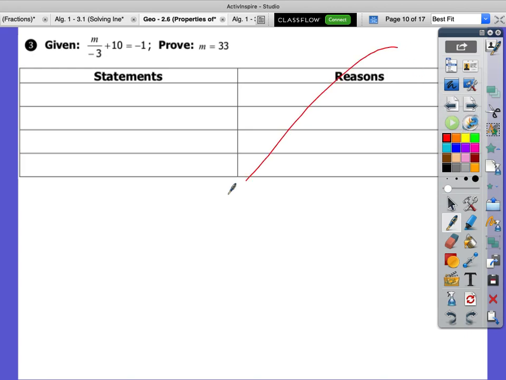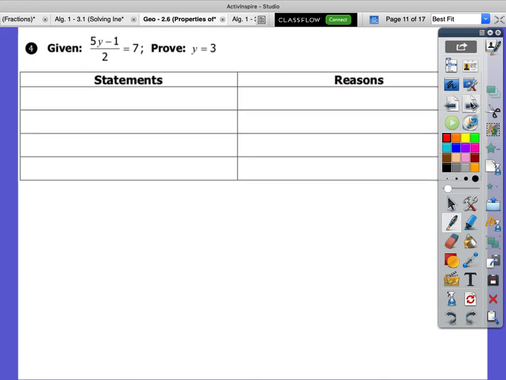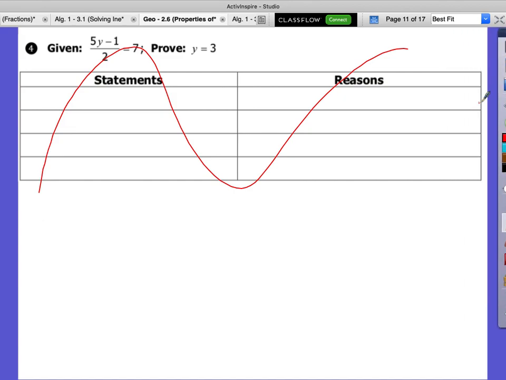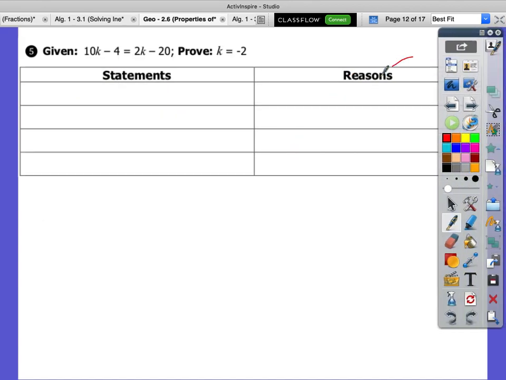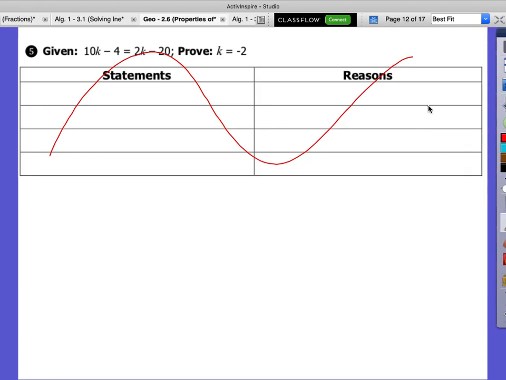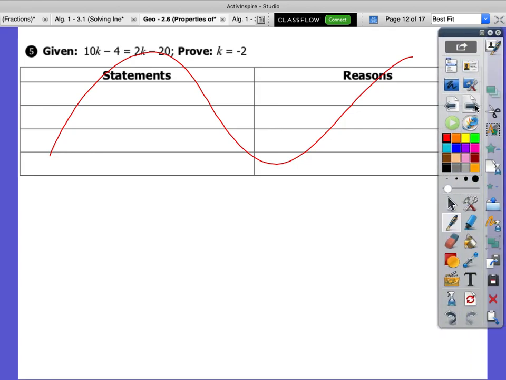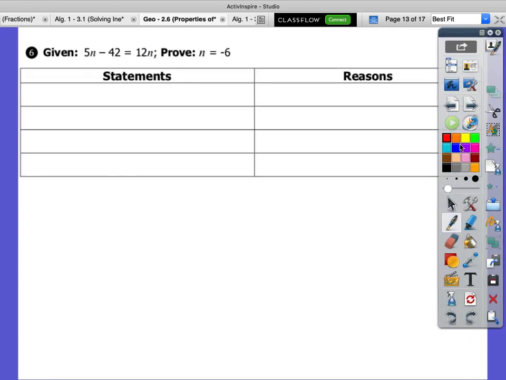Okay, we're going to skip number 3. We're going to skip number 4. Let's flip the page. We're actually going to skip number 5, and go all the way down to number 6. 5n minus 42 is equal to 12n. We're going to go through this one together.